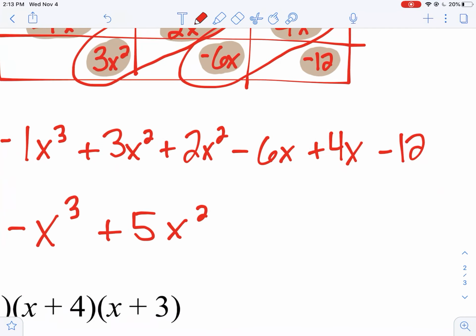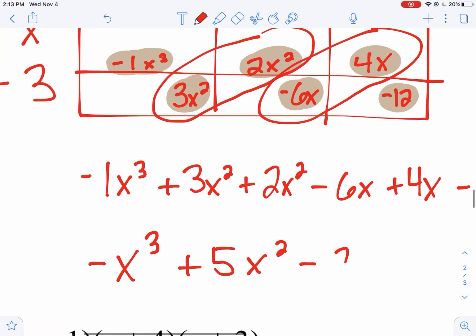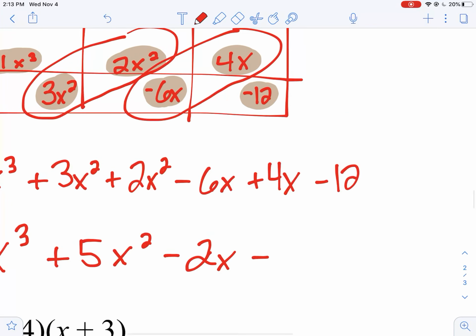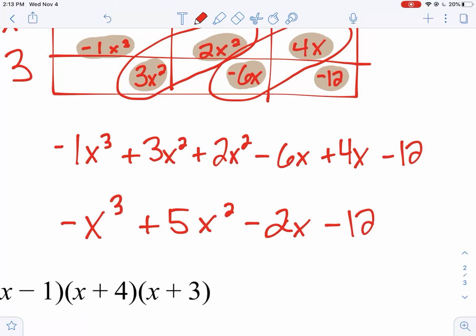Negative 6x plus 4x, that's going to give me negative 2x. And then last but not least, my constant term, negative 12. And I now have a new polynomial. So multiplying two polynomials, you should be getting an answer that looks something like this.